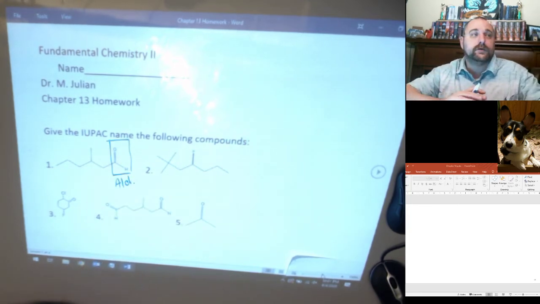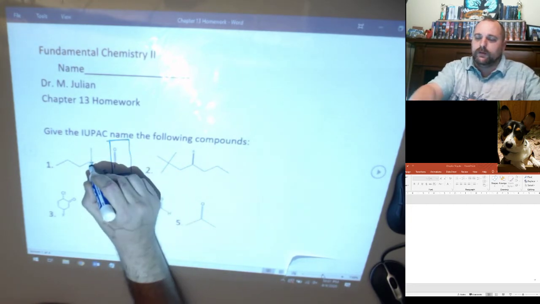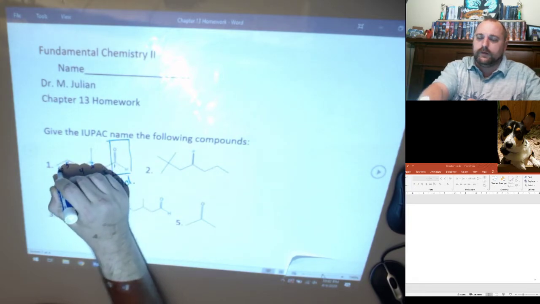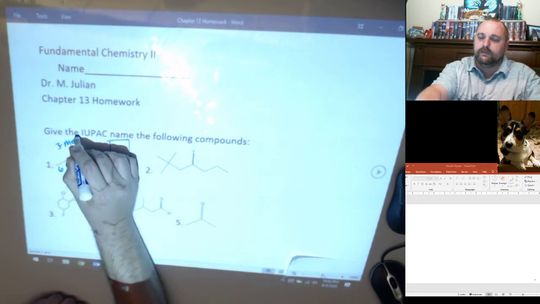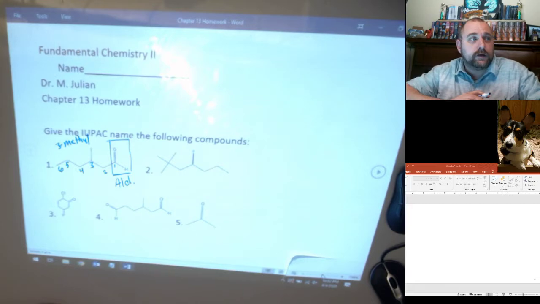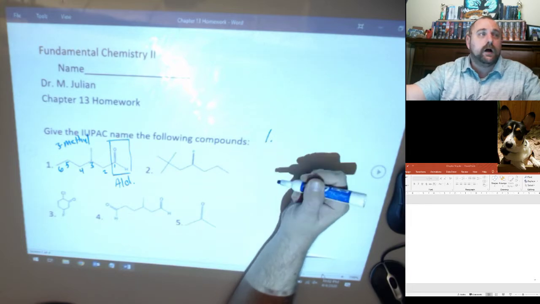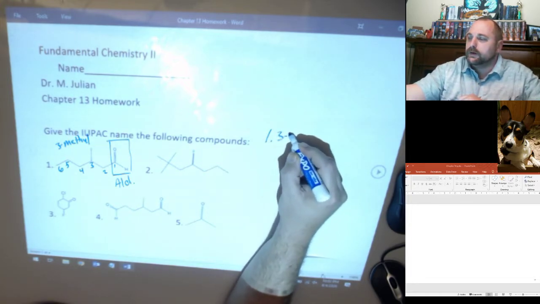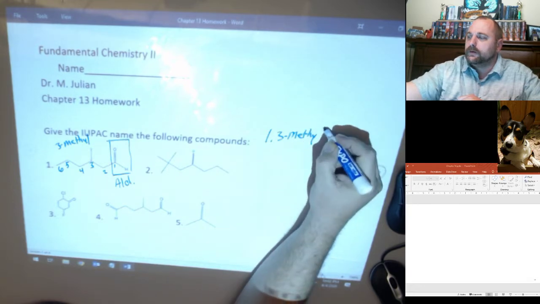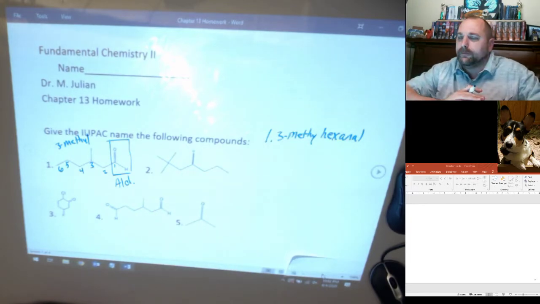Go ahead and leave myself a little note here. Then I'm going to number the carbons. That needs to be carbon 1, 2, 3, 4, 5, 6 in my longest chain. I've got a methyl at 3. I'm going to give myself a note: 3 methyl. So number 1 then, I'm going to put it over here. So hexane, and we drop the E for an aldehyde, and we put in AL. So this is 3 methyl hexanal.